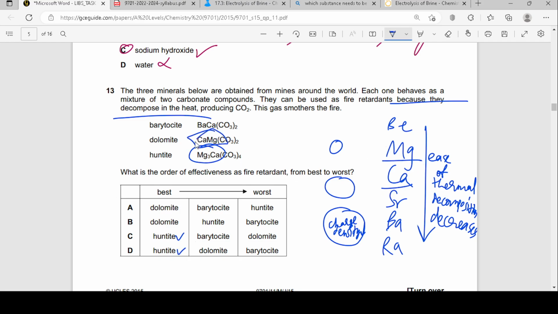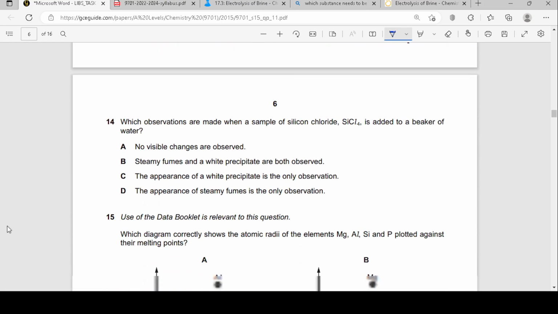Then CaMg will be my second best because it still has both of the upper ones. Be is there, but we usually ignore beryllium. I don't know why, but yeah, poor beryllium. So dolomite, okay. And then we have barytoside, which is BaCa. That's barium and calcium, and that is the worst one out of these three. So that's the logic, and your answer would turn out to be D. Great. Next question.